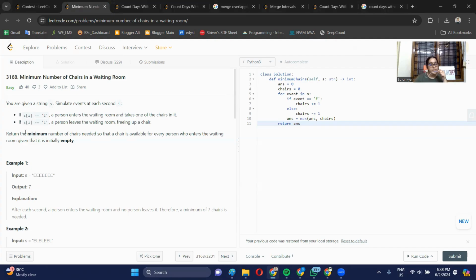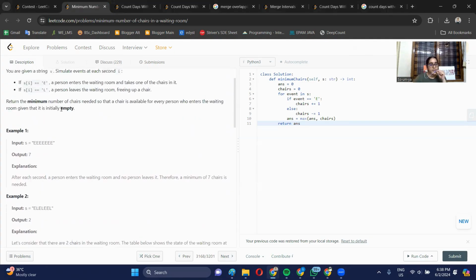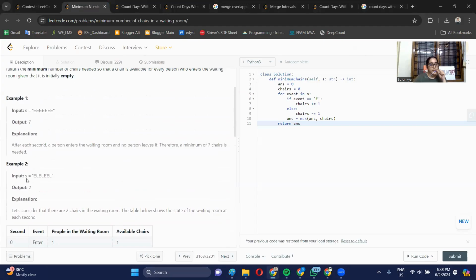They're asking us to return the minimum number of chairs needed so that a chair is available for every person who's entering the waiting room, right? Initially, we have zero chairs. You can look at this example, EL, EL, EEL. Let's look at it.